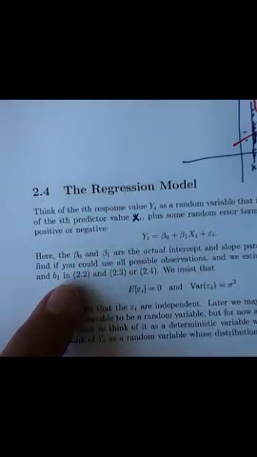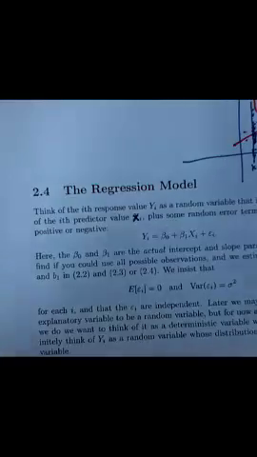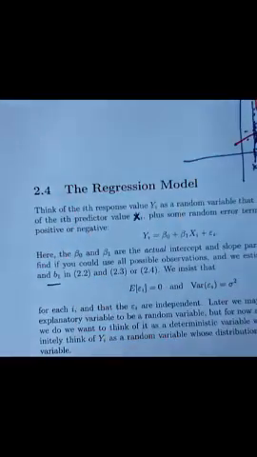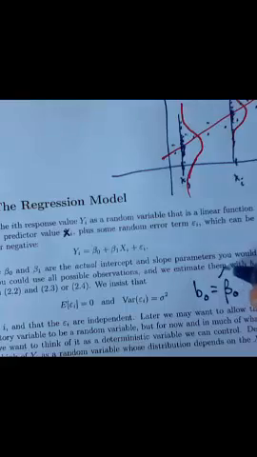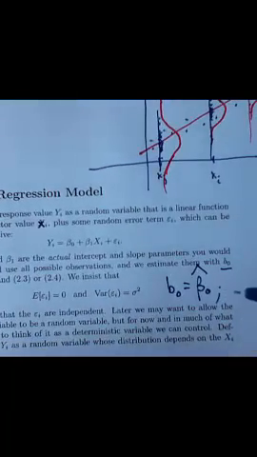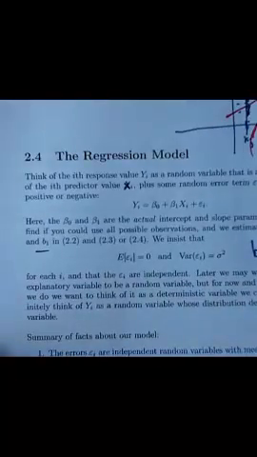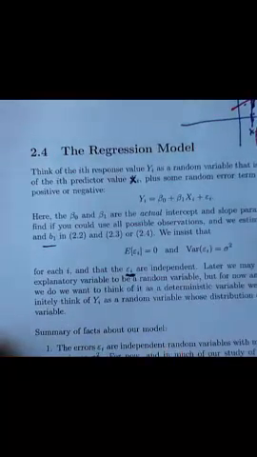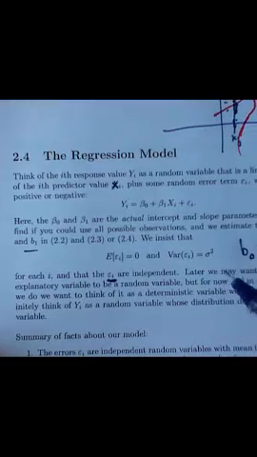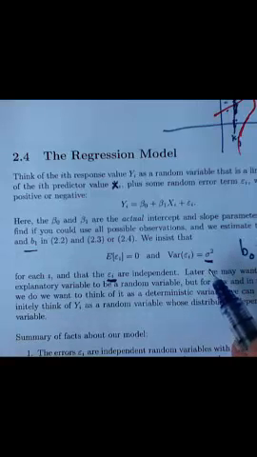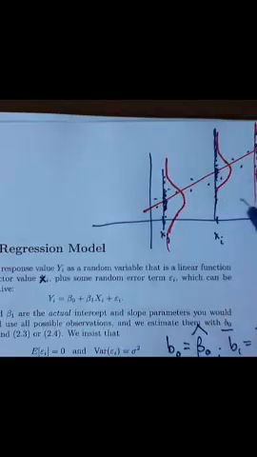So the beta naught and the beta 1 are the actual intercept and slope parameters you'd find if you could use all the possible observations, and we estimate them with b0 and b1 from those previous equations. That is, b naught is an estimate for beta naught, and b1 is an estimate for the actual slope. These error terms we will assume to be independent. We'll also assume that the expected value of each error term is 0, and the variance is constant, some sigma squared, which we don't know for sure, but that it is constant across all independent variable values.